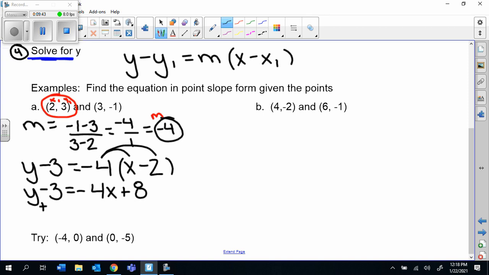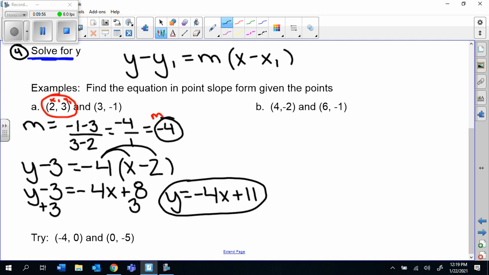And then I'm one step away from being done. Just bring that 3 to the other side by doing the opposite. And so y equals negative 4x plus 11. Let's do that again.